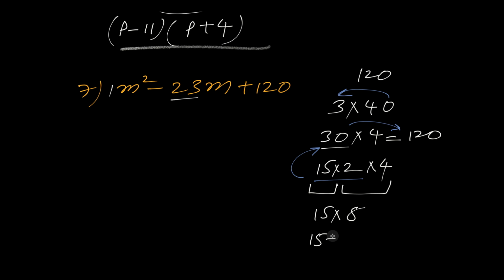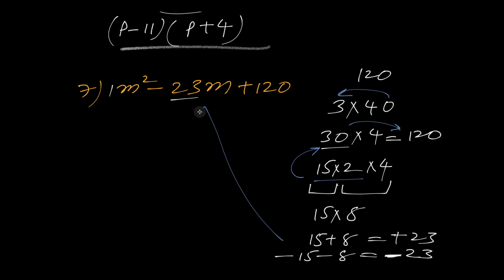15 plus 8 is going to be 23. Okay, 15 plus 8 is going to be plus 23, but what we are looking for is minus 23. How we can get it is minus 15 minus 8, which is going to be minus 23. And how it works is, if both the symbols on the numbers are minus, then we have to keep the minus symbol as it is and add these two numbers so that the result should be the same, which is 23.